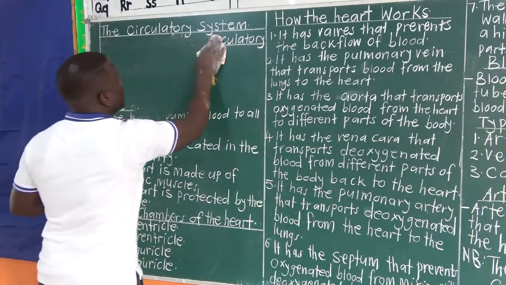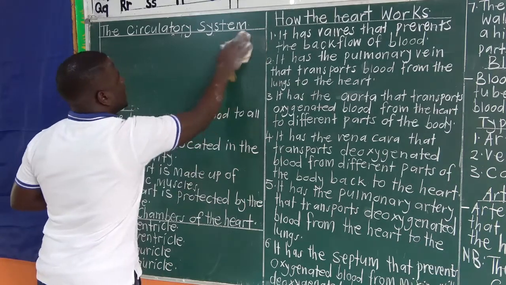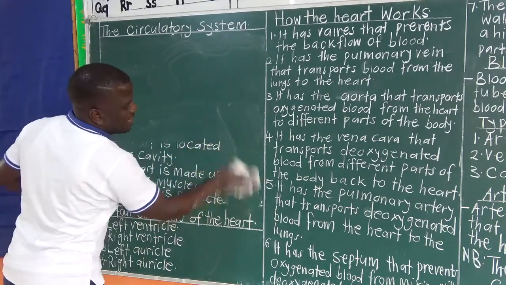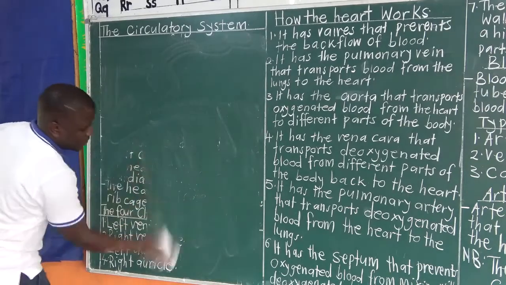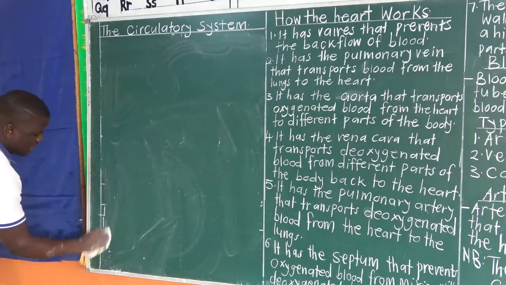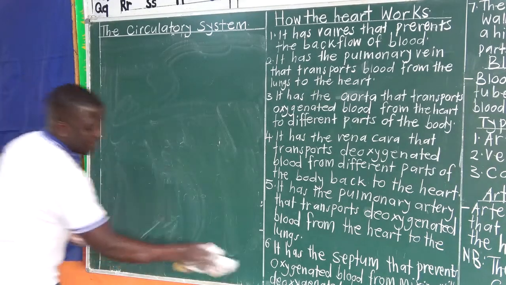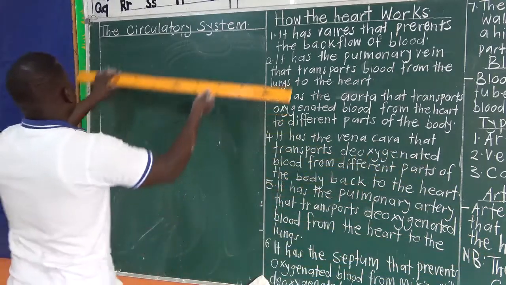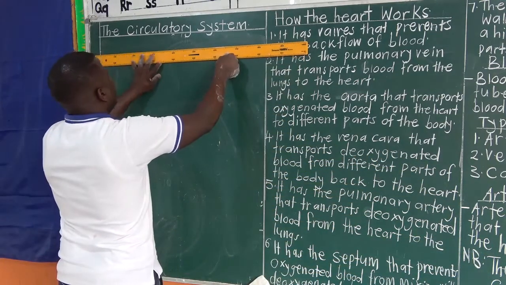Now, of these four chambers of the heart, we have the lower chambers and the upper chambers. We begin with the upper chambers of the heart.